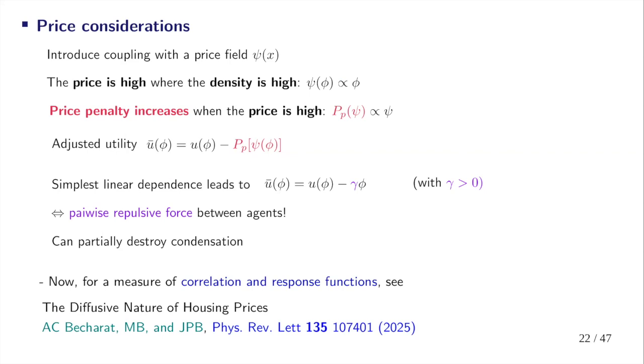And a colleague of mine, Antoine Sirus-Bechara, along with Michael Benzenken and Jean-Philippe Bouchot, have studied more deeply the correlation and response functions of the price, of the housing price in France in the last 25 years, I think, where they have measured the correlation and response function, and they could understand that the price of the housing behaves as a stochastic field, diffusive stochastic field in 2 dimensions.